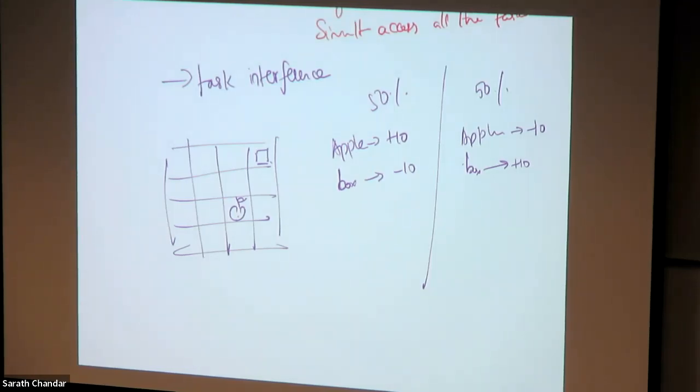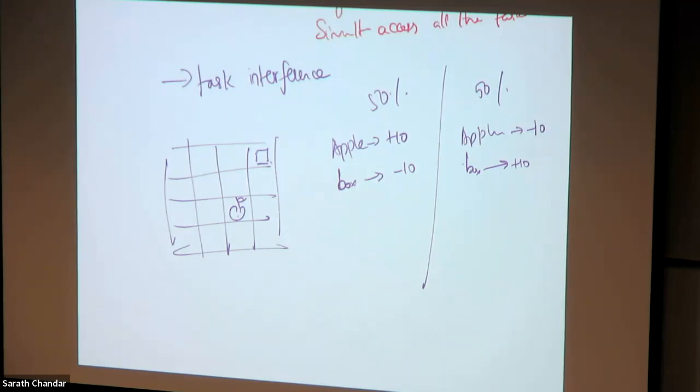However, I can slightly modify this task in such a way that when you pick an object, the episode doesn't end. Instead of the episode ending, the object is going to appear somewhere else in the grid.